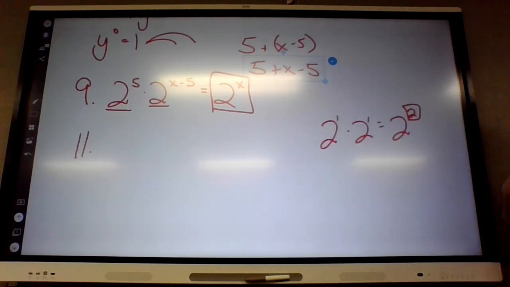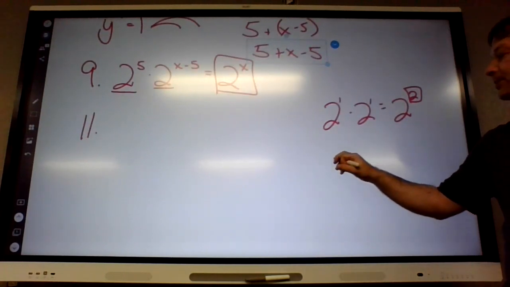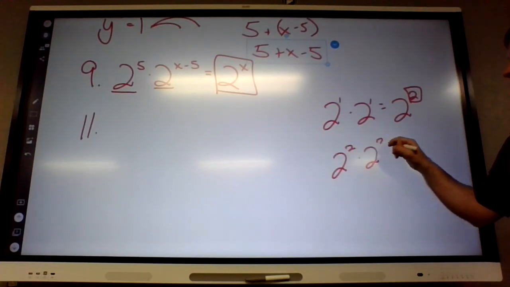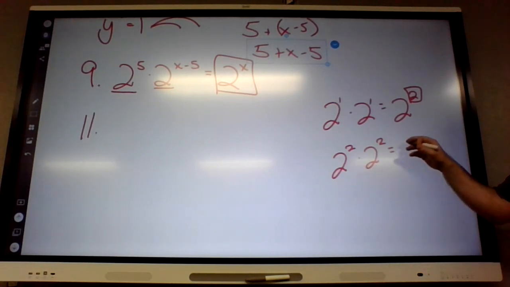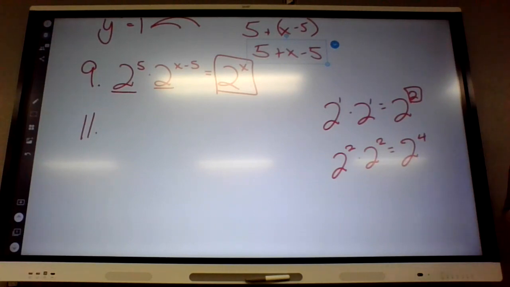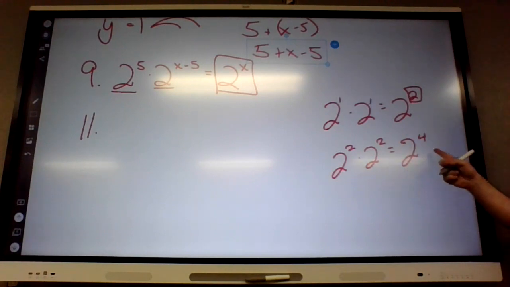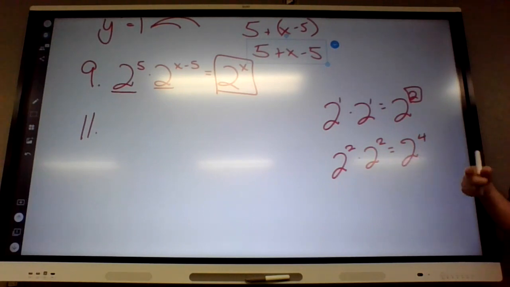So if you're multiplying this thing, let me do a different example. Let's say it's 2 to the second times 2 to the second. This would equal 2 to the fourth, not 4 to the fourth. It's 4 2's multiplied together. So you don't do 2 times 2; the 2 times 2 is inside here. So you don't do 2 times 2 and 2 plus 2. That would kind of be like doubling up. You only add the exponents.